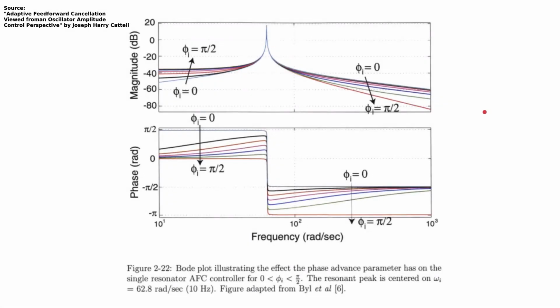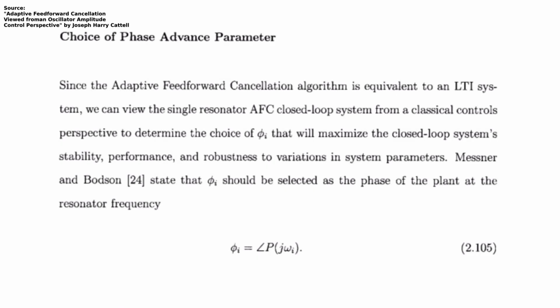Here's the AFC controller's Bode plot when we change the phase advance parameter. The phase advance parameter can change between plus and minus 90 degrees. It seems to be a consensus to set the phase advance parameter to the plant's phase at the AFC's chosen frequency. I ignored this parameter since in my use cases of AFC, I didn't need it. I set it to 0 and the system remains stable. However, it may be necessary in other applications, so just be aware of that.